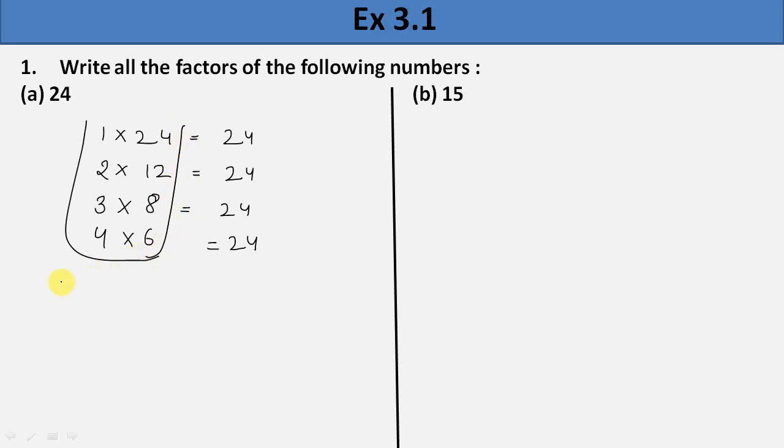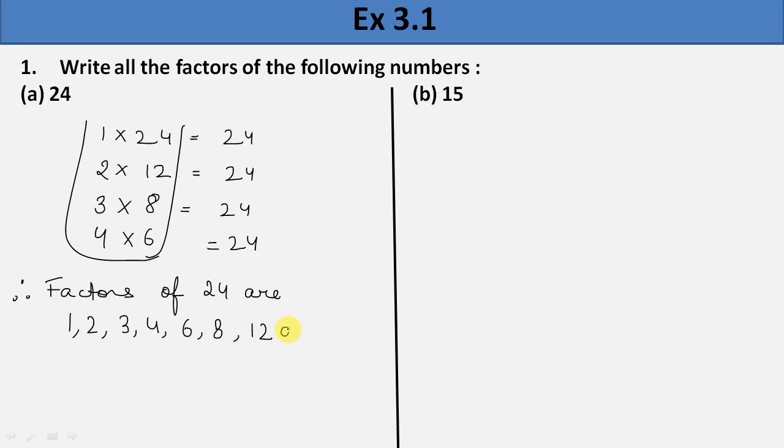So we will make a U here. That is why this method is called U method, to find out the factors. So we will write down at the end, therefore factors of 24 are 1, 2, 3, 4, 6, 8, 12 and 24. Right? Now let's see the second part where you need to find out all the factors of 15.